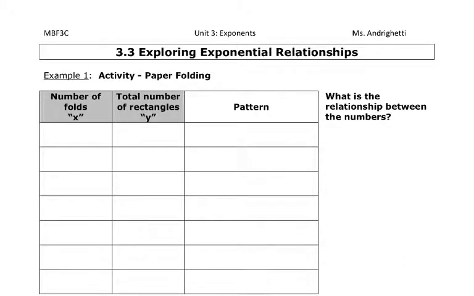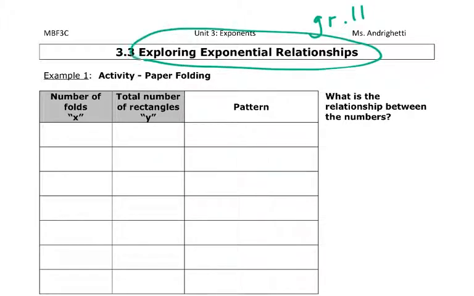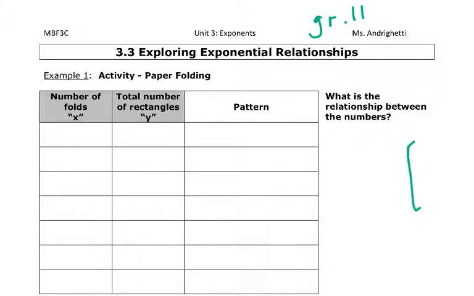This is the grade 11 lesson 3.3, Exploring Exponential Relationships. Make sure that you have the paper that looks like this, Exploring Exponential Relationships. If you don't have it, go up and get one from me. This is an interactive activity that we do with the class, so you're going to do it on your own.